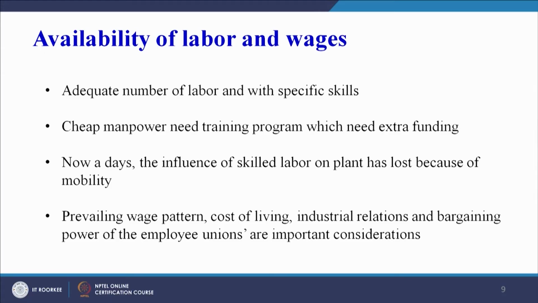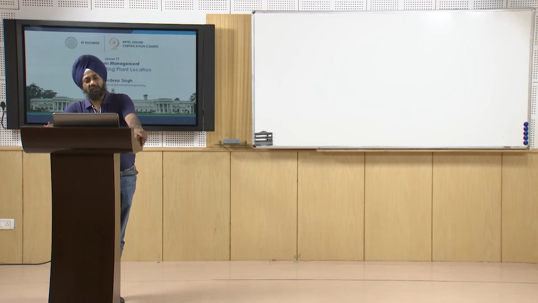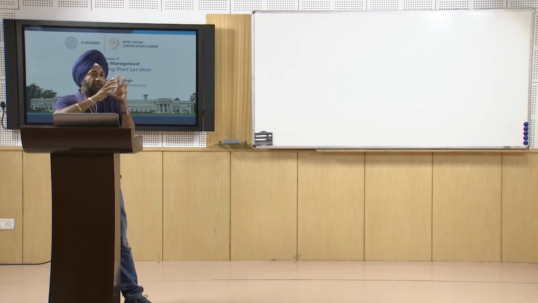Availability of labor and wages also we need to understand: an adequate number of labor, and whether they have specific skills or not. Cheap manpower needs training programs which need extra funding. So, we have to see whether the manpower is available, and whether we can train them in order to make them skilled so that they can help us in achieving our overall objective. That is important. Nowadays, the influence of skilled labor on plant location has lost importance because of mobility. These days it is also possible that you may hire people from other regions who can travel to a specific location and work for the organization.